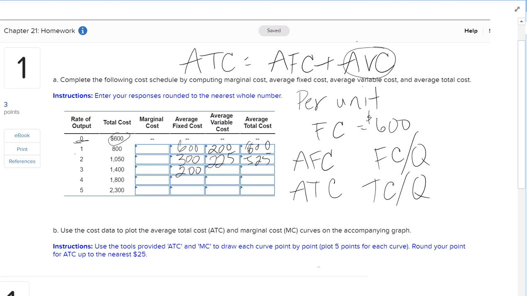So pretty manageable. And then the last one, marginal cost. It's tempting to think of marginal cost in the same way as variable cost. And it is not. It is a separate calculation.